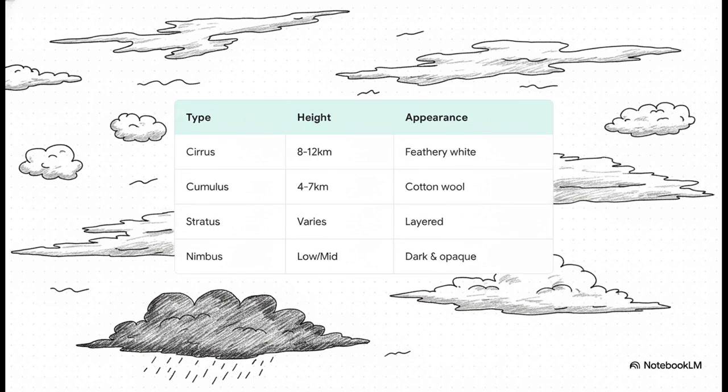These form 8 to 12 kilometers up. They're detached and feathery white. Lower down, between 4 and 7 kilometers, we find cumulus clouds, which look like scattered patches of cotton wool. Then you have stratus clouds, which absolutely live up to their name by forming vast covering layers. And finally, nimbus clouds.